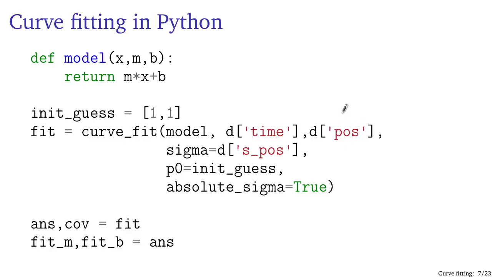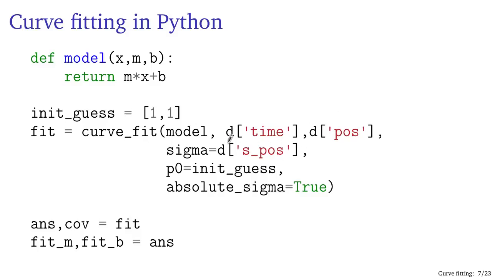curveFit also needs some estimate of the uncertainties because it needs to calculate an honest sort of least squares, chi-square kind of statistic. So you need to give it the sigma argument, which is the uncertainties, which I'm calling s_position for the uncertainty sigma in the position variable. So if we give it the model, the data, the uncertainties in the data, we're almost there.